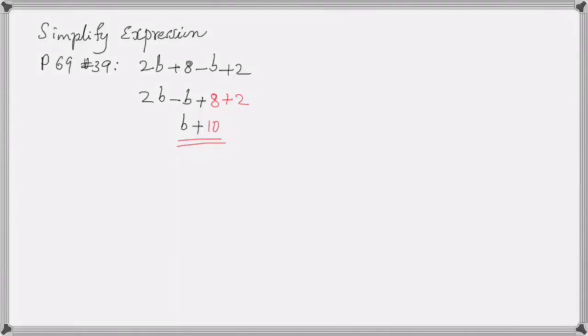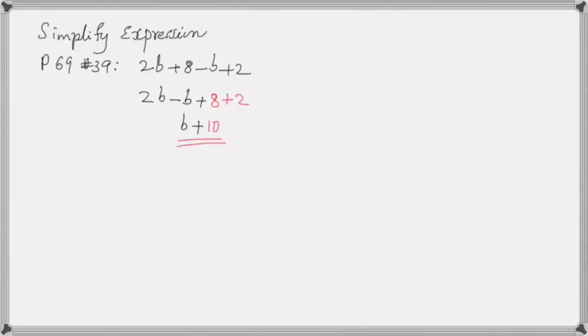Take a look at this question. This is in your textbook, page 69, question number 39. If you look at this question, there's a 2b and there's a b. You can write them together. This expression can be written as 2b minus b plus 8 plus 2, because you're writing the like terms together.